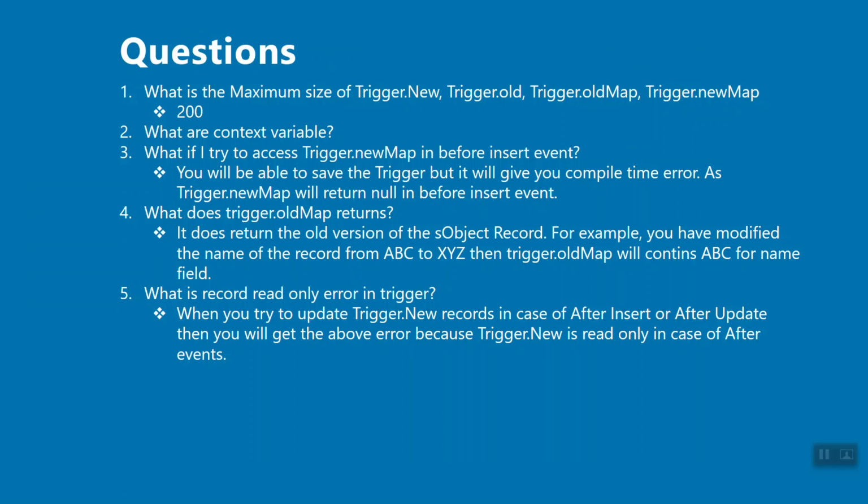And what is the record read only error in the trigger? We also saw this in our example. If you try to update trigger.new in case of after insert or after update, we will get the above error, record is read only, because trigger.new is read only in case of after events, either update or insert. And we never get trigger.new in case of after delete.